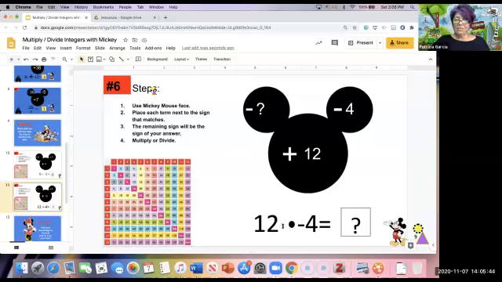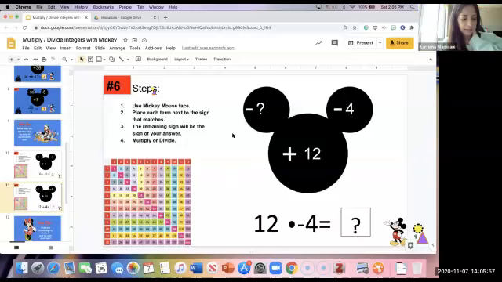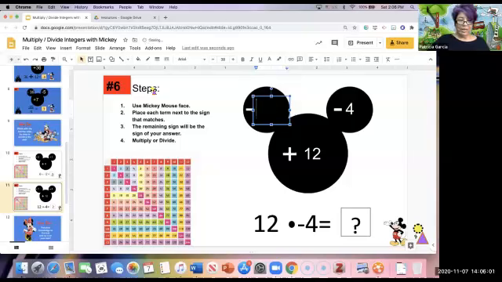Sometimes our 12s are a little challenging, but if you need a little help, here's the times tables. What would 12 times 4 be? You don't have to worry about the sign because that's already there. But what would 12 times 4 be? So is that 6? No, 48. 48. Okay, 48.